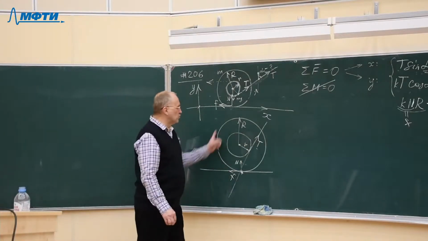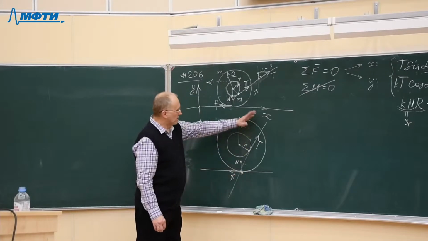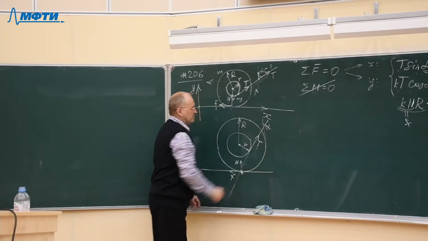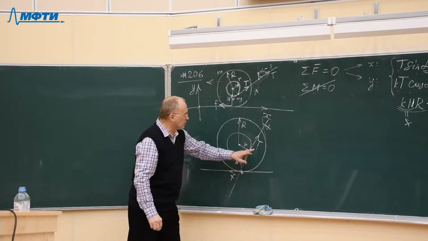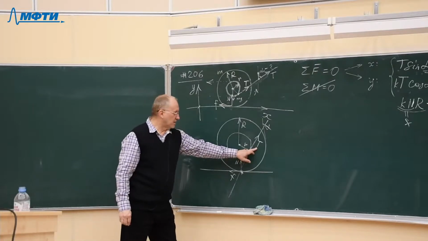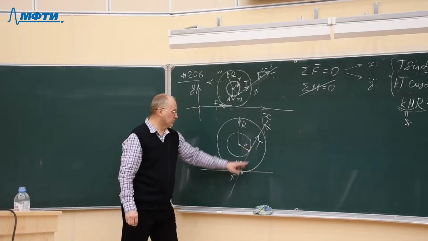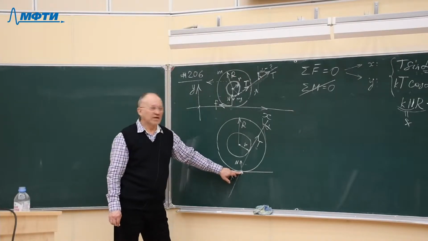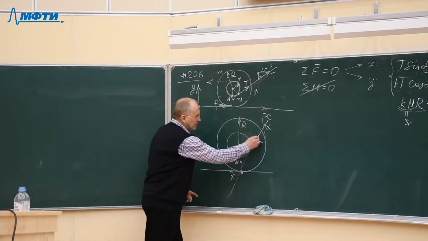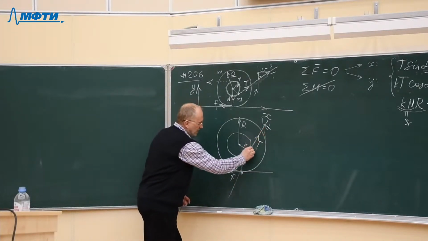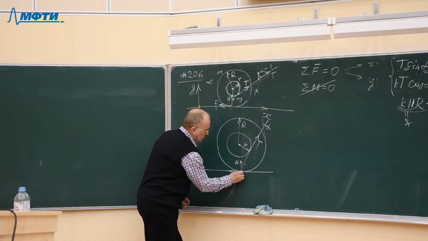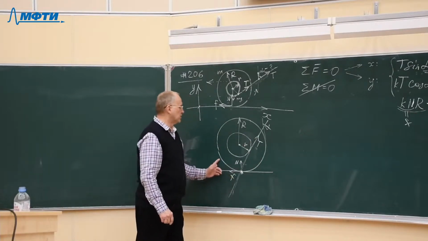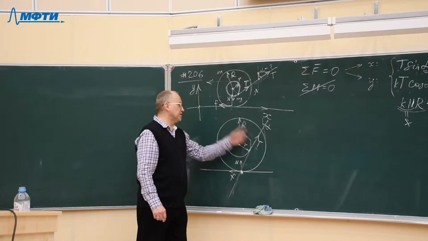So if the spool does not rotate when we pull the string at a certain angle alpha, it means that the torque of this force is 0 if we calculate the torque with respect to this axis. It means that the force T must be directed in such a way that the line of action of this force goes through this point. That is the geometrical condition for the spool to remain at rest without any rotational motion.